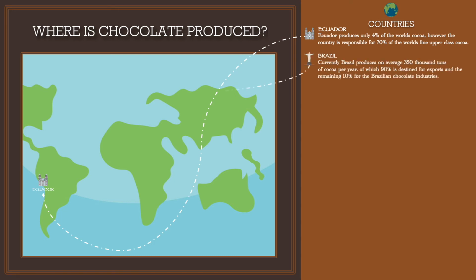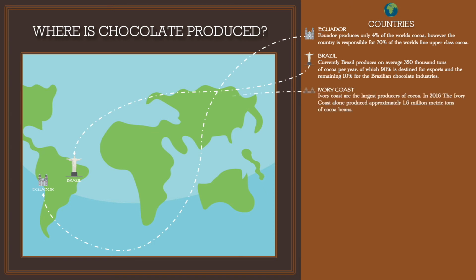Brazil. Currently, Brazil produces on average 350,000 tons of cocoa per year, of which 90% is destined for exports and the remaining 10% for the Brazilian chocolate industries. Ivory Coast. Ivory Coast is the largest producer of cocoa. In 2016, the Ivory Coast alone produced approximately 1.6 million metric tons of cocoa beans.